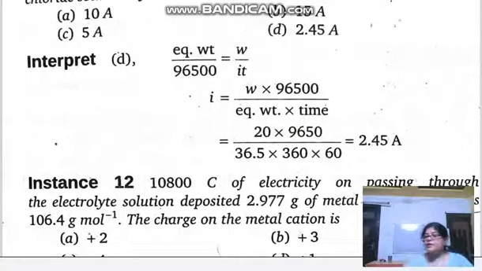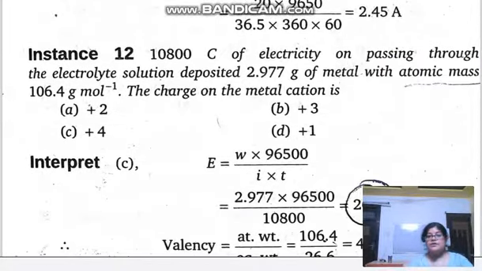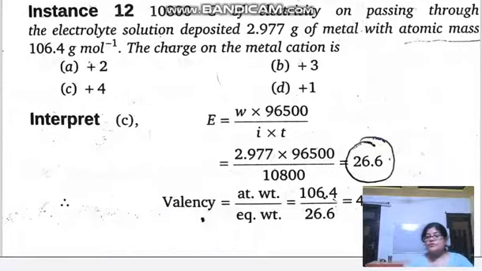Now this formula is very important. You just list the formula in order to solve the numericals. Now the next question we have: this coulomb of electricity, on passing through the electrolyte solution, deposited this much amount. That means here the current is given, the weight of the metal is given, and the atomic mass is given. Now we have to find the charge. Okay, so now the weight is 2.997. This is the equivalent constant. Now here the E we take out, I into T. The time is not given, so we can take it as 1.